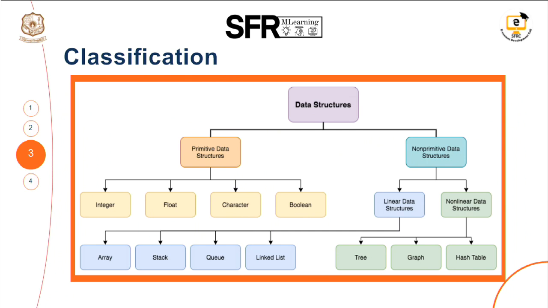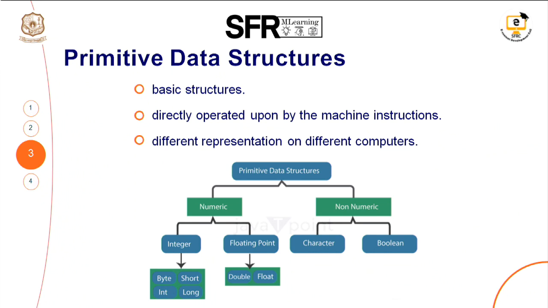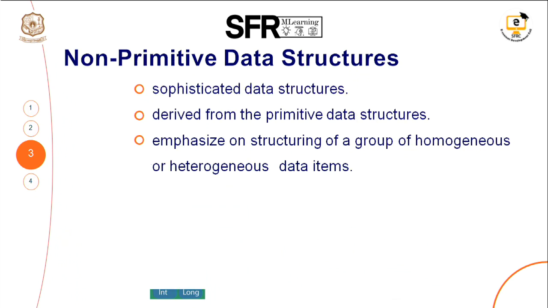First of all, we see the primitive data structure. These are the basic structures and directly operated upon by the machine instruction. In general, there are different representations on different computers. Integer, floating point, character constant, string constant, pointers, etc. fall in this category. Then we are going to see about the non-primitive data structure.